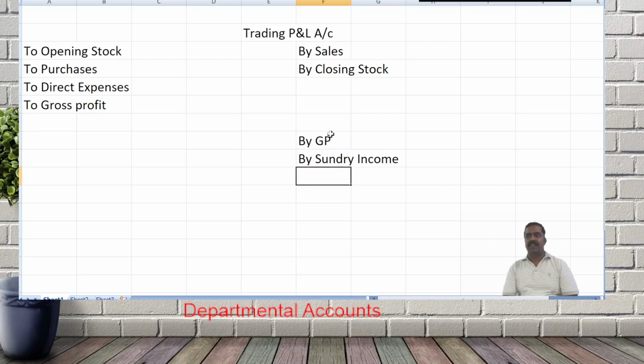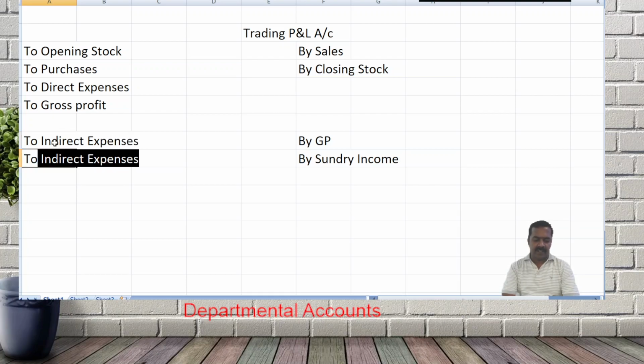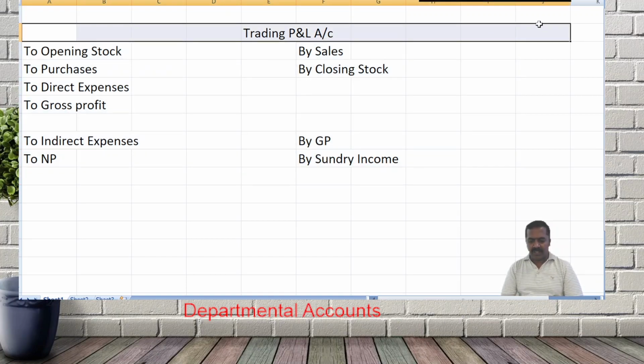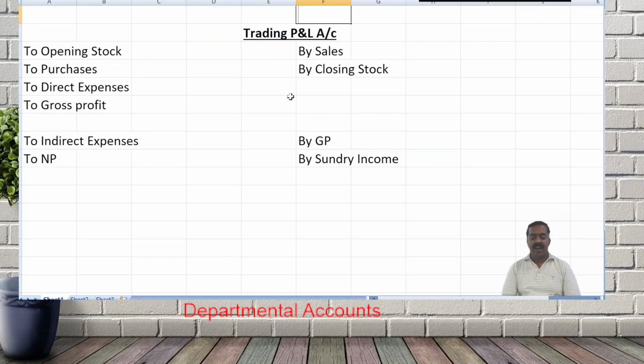like interest, dividend received, discount received, all those things. We will charge all the indirect expenses. And we will find out which one? Net profit, and with that we will prepare what? Balance sheet. This is what we are going to do in which accounts? Departmental accounts. Then in what way is the departmental account going to be different? Or who is going to prepare the departmental accounts?